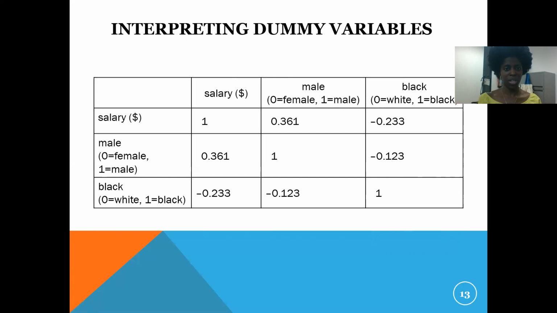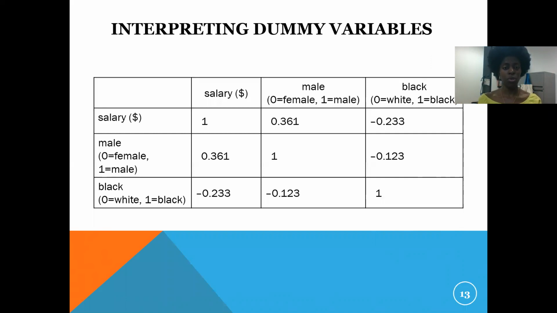Only dummy variables, okay? So the relationship between the R for salary and gender is 0.361. The R, or the correlation coefficient for race and salary, is a negative 0.233. So I ask, what is the direction of the relationship between gender and salary? Well, 0.361 is a positive relationship, so we're going to say the direction is positive.